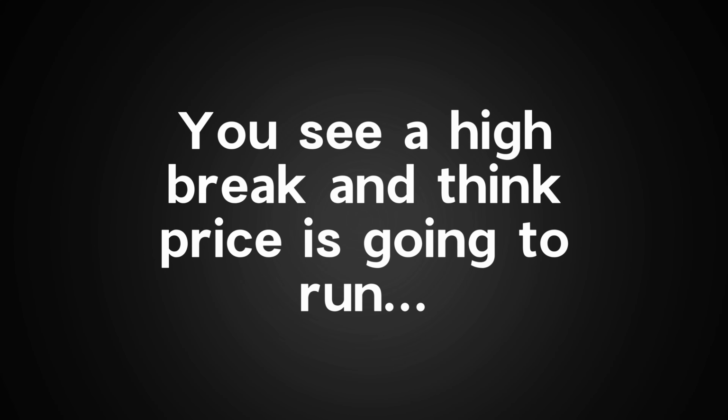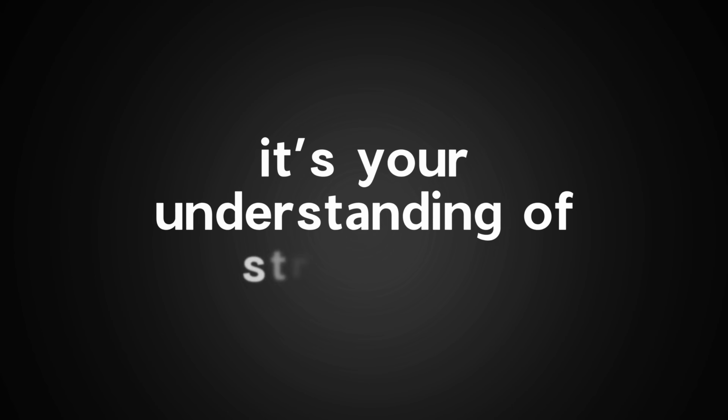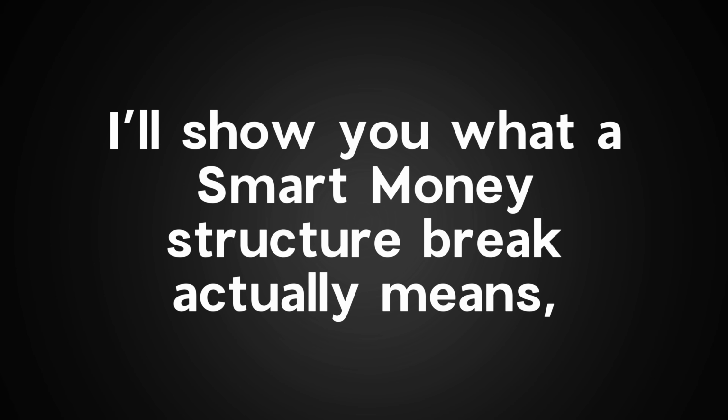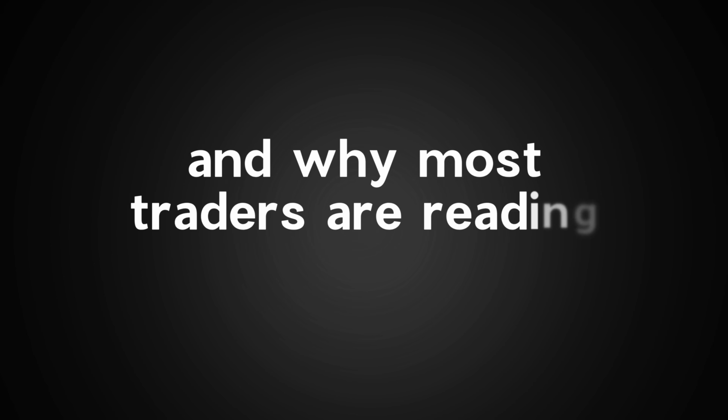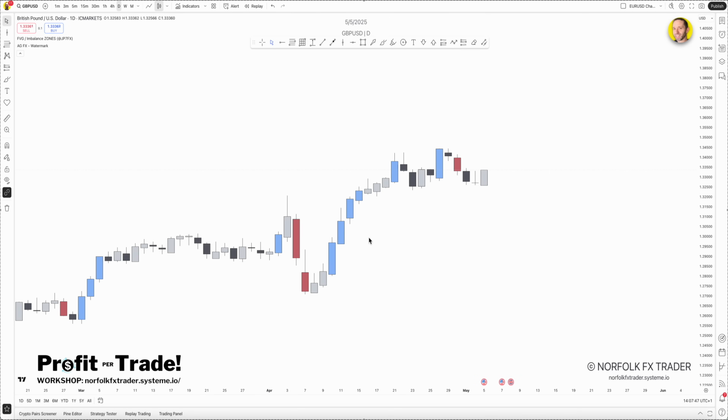You see a high break and think price is going to run, but then it reverses hard. It's not your strategy, it's your understanding of structure. In this video, I'll show you what a smart money structure break actually means and why most traders are reading it backwards. So many retail traders see price breaking a high and just think price is going to run away. And that is not what smart money are looking at. They're looking at that trap and they're definitely not looking at bullish price action.